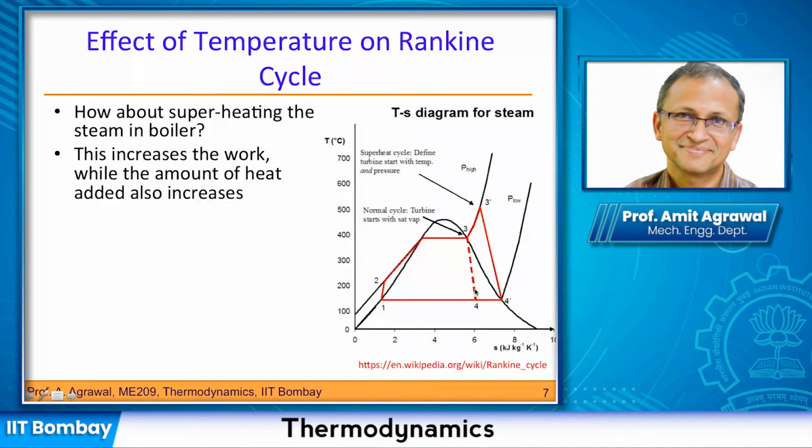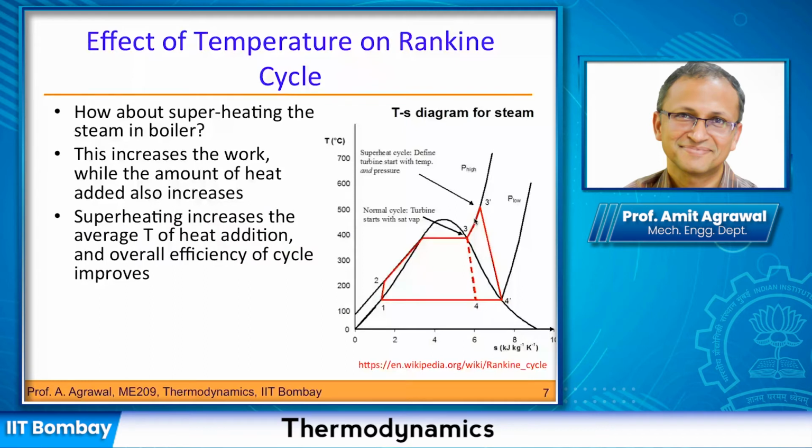Now, if you want to look in terms of efficiency, you have to think about it, because you're also adding more amount of heat. So has my efficiency increased? It becomes slightly more difficult to argue, but you can argue from the point of view that my average temperature has increased. The average temperature at which heat is getting added is increased, and therefore I expect the efficiency to increase. So you can see that superheating does this. It increases the average temperature and improves the overall efficiency of the cycle.